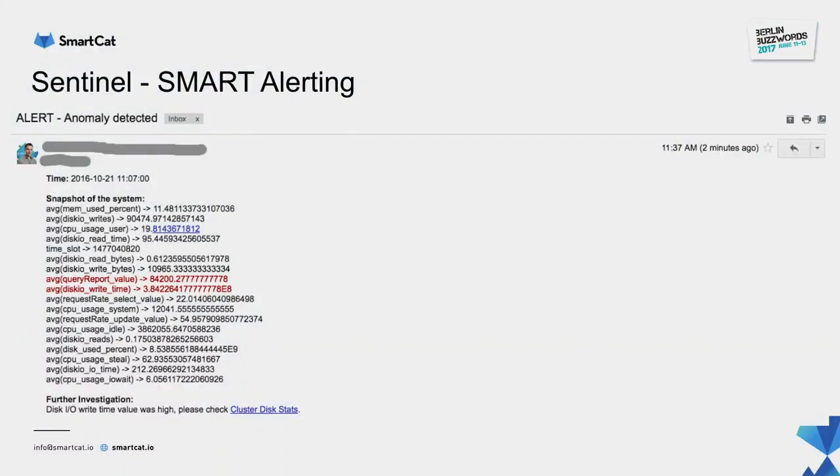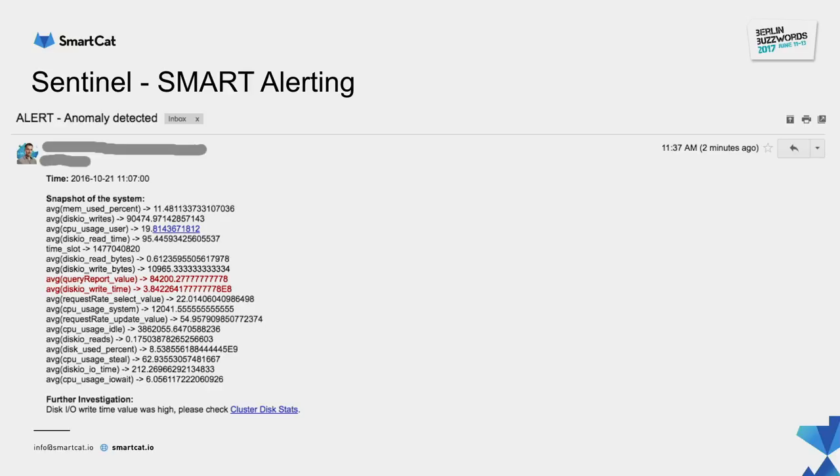This email looks like this. It has all the important numbers for someone to reason about. It has colored in red the stat that triggered the alert. In this case, disk IO was the main cause of this alert.